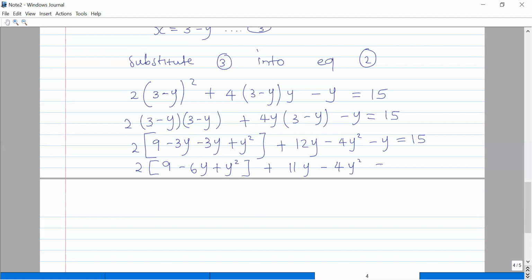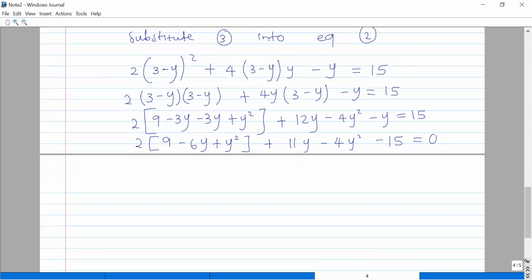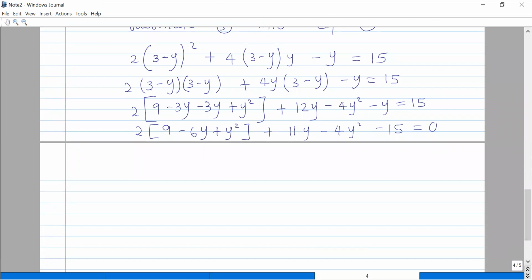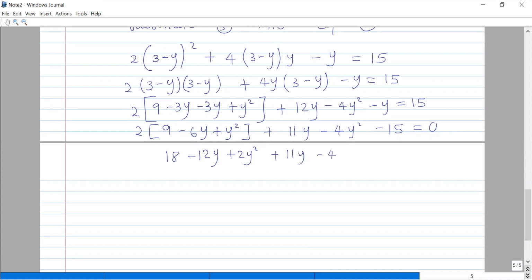Okay, we can just take this 15 to this side, is equal to 0. So let's distribute these two. We'll have 18 minus 12y plus 2y squared plus 11y minus 4y squared minus 15. Okay, let's collect all the like terms.